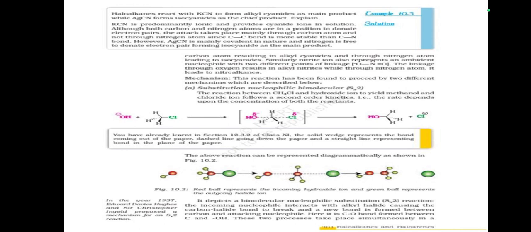Substitution nucleophilic bimolecular. The reaction between CH3Cl and hydroxide ion to yield methanol and chloride ion follows second order kinetics. That is, the rate depends upon the concentration of both the reactants. The above reaction can be represented diagrammatically as shown in figure 10.2. Figure 10.2: the red ball represents the incoming hydroxide ion, and the green ball represents the outgoing halide ion. It depicts the bimolecular nucleophilic substitution, the SN2 reaction.